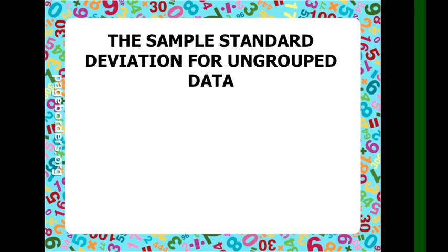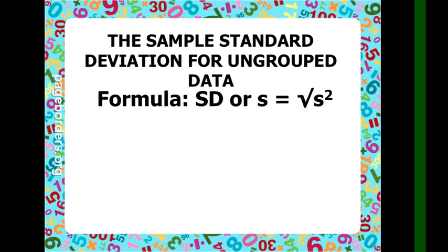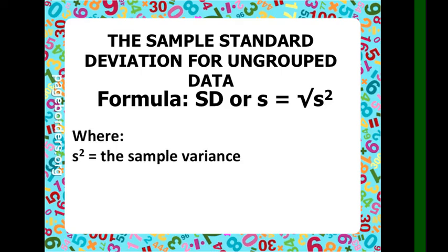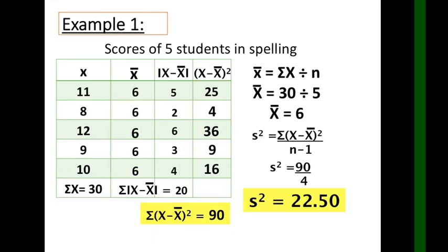Okay? And finally, we have here the sample standard deviation for ungrouped data. For the sample standard deviation, just square root the variance. So where S squared is the sample variance, SD or S is the standard deviation. Okay, so this is our computation a while ago for our variance. The variance that I got is S squared equals 22.50. So just get the square root of this one, okay?